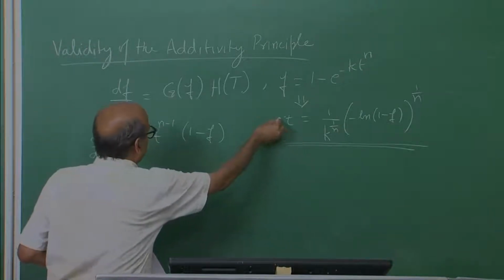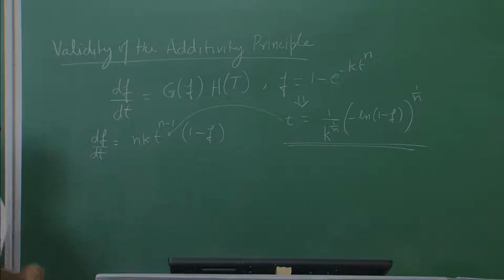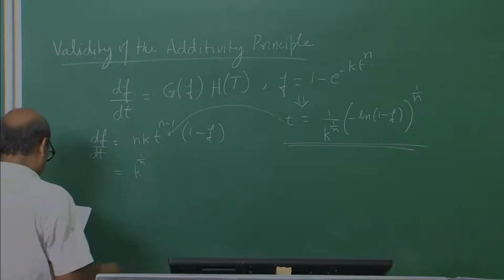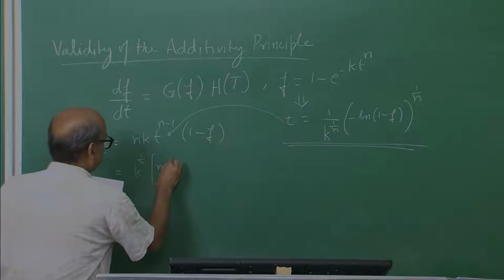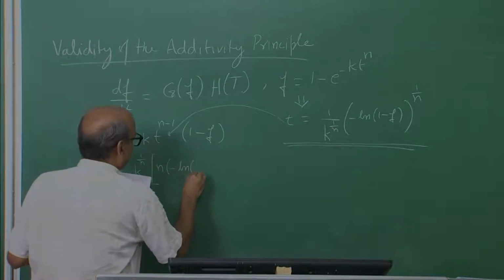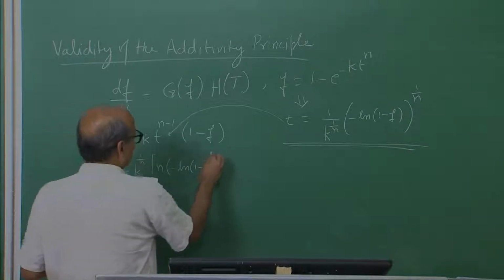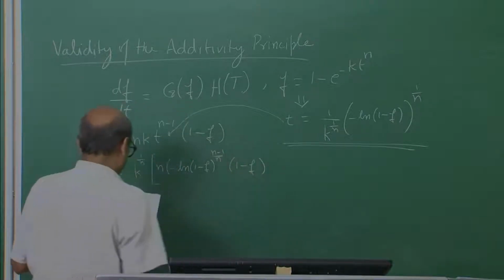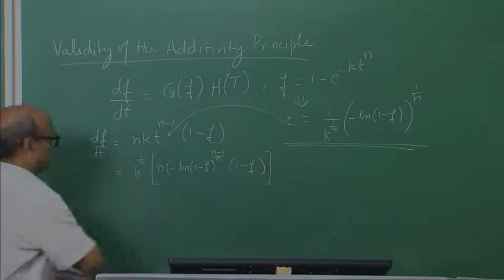This time I can then substitute here to get my rate df by dt as follows. I am going to directly write this, and then you can expand and show that this is indeed the case. This can be written as k to the power 1 upon n, times n times minus ln of 1 minus f, to the power n minus 1 upon n, times 1 minus f, and the square brackets close here.